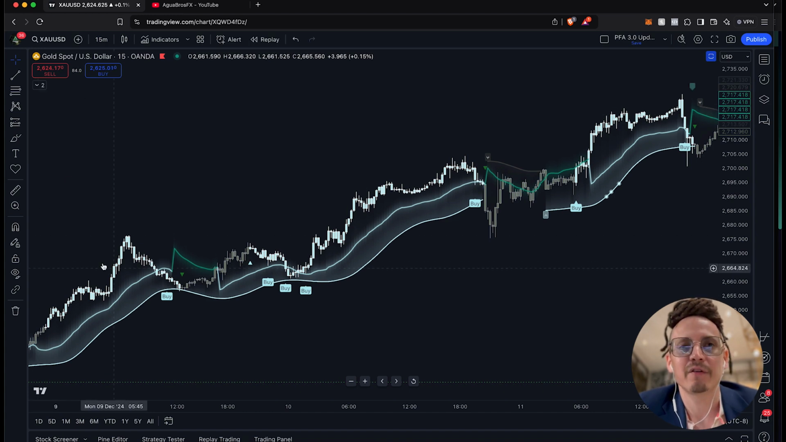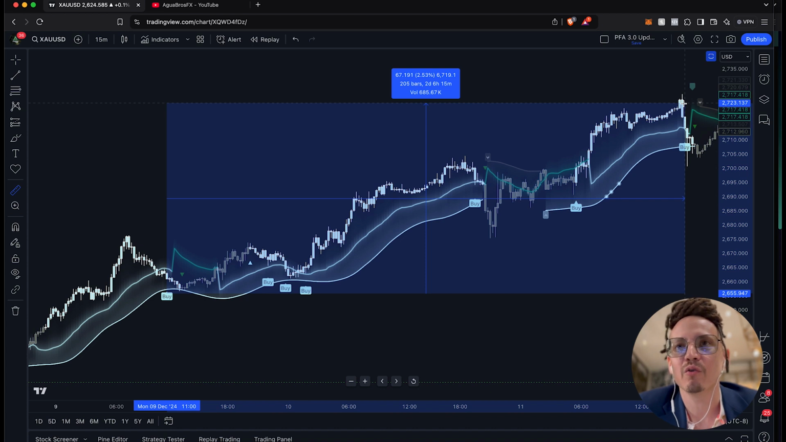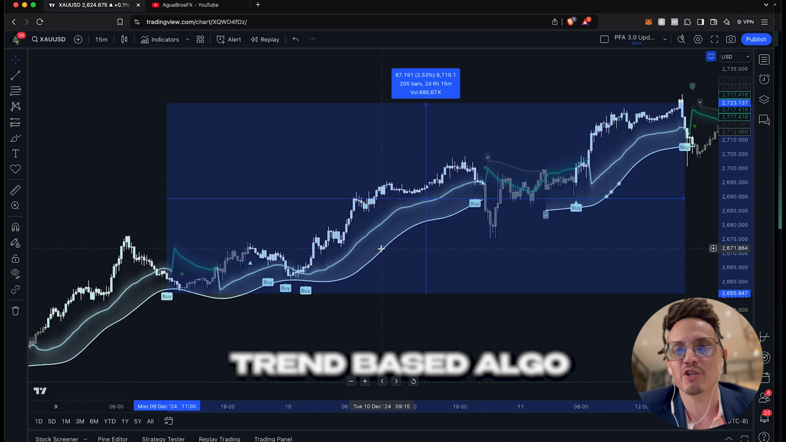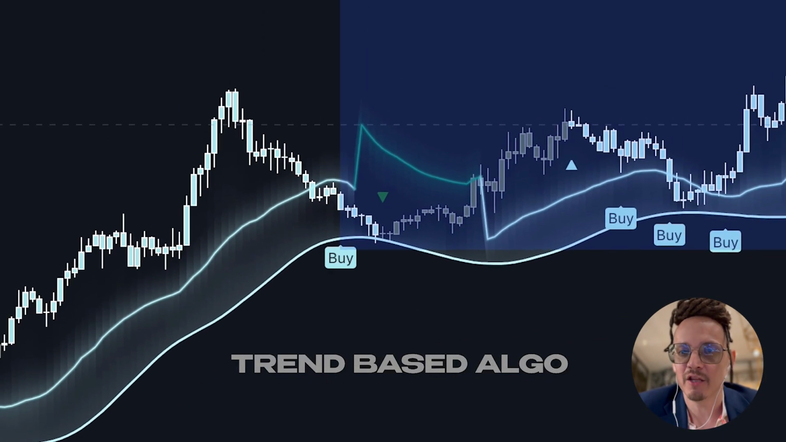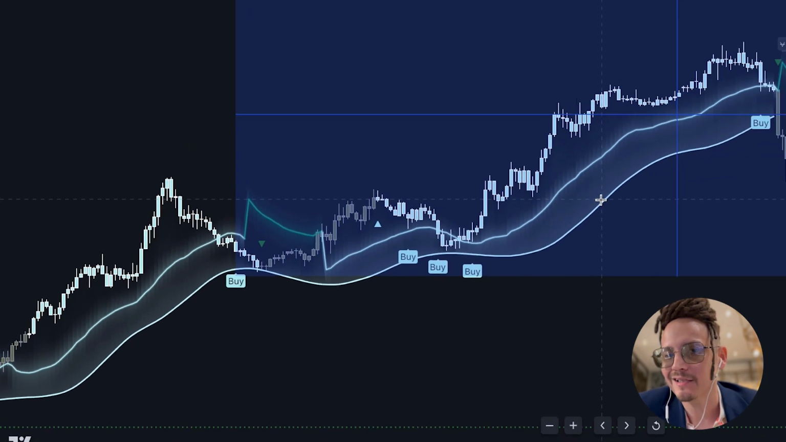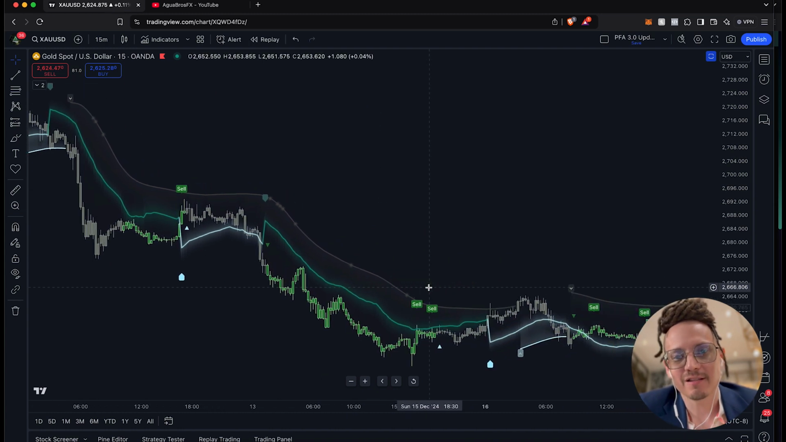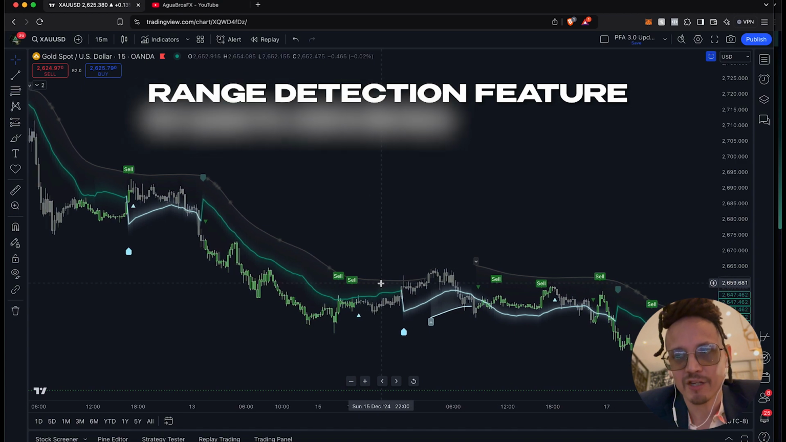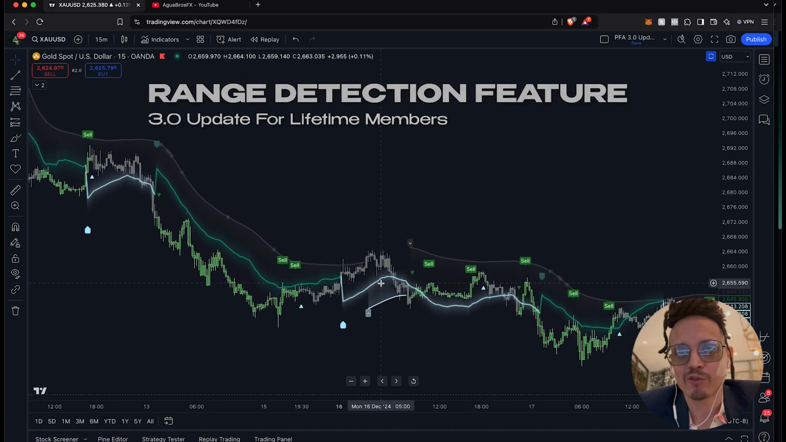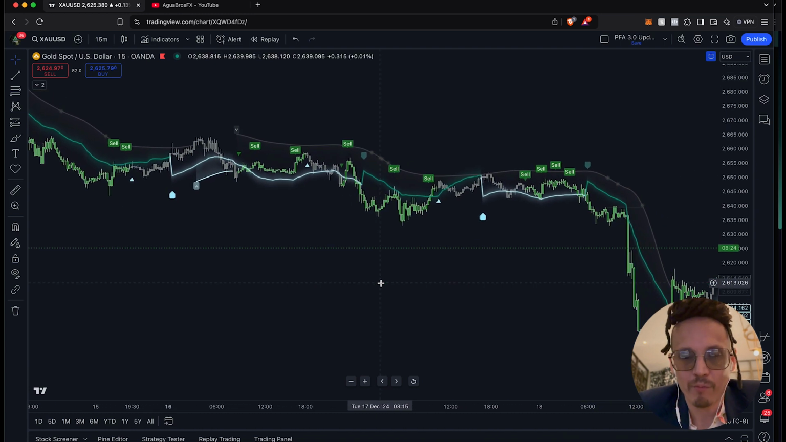So look at this 15-minute strategy. Just from this first signal, when the trend was confirmed, we have a total of 6,000 points on XAU USD. This is a trend-based algorithm, so you're only going to get buy signals when the trend is bullish, and you're only going to get sell signals when the trend is bearish, like you see here. This is a huge advantage, and the 3.0 version has a ranging detection feature where it allows you to detect ranging markets to make sure that you stay away from when the market is not favorable to trade.